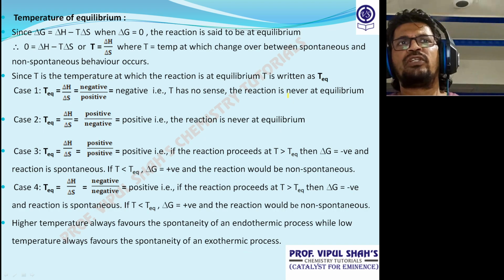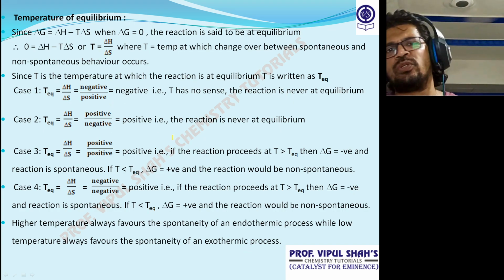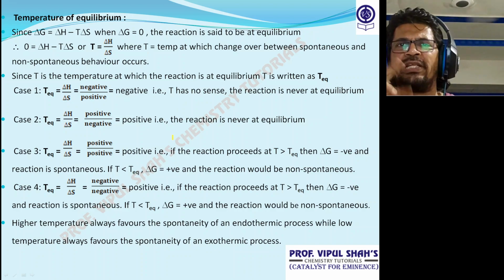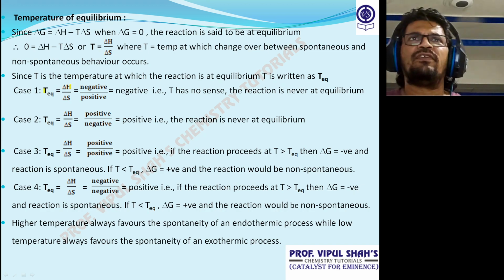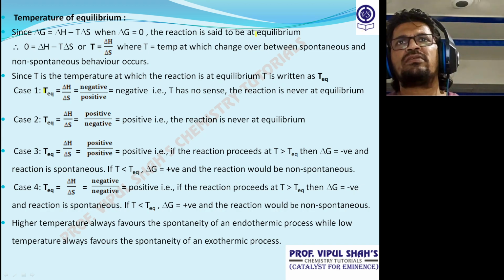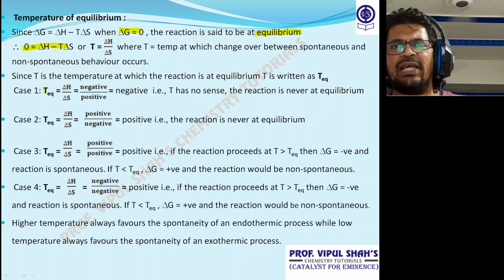Then, with respect to equilibrium, what will be the values? Because T is the temperature at which a process changes from spontaneous to non-spontaneous and vice versa. So these are the different concepts the slide is based on. If T equilibrium is the temperature at equilibrium, it will be delta H upon delta S, because at equilibrium, delta G will be 0. So in this expression, delta H is T delta S, so T will be delta H by delta S.